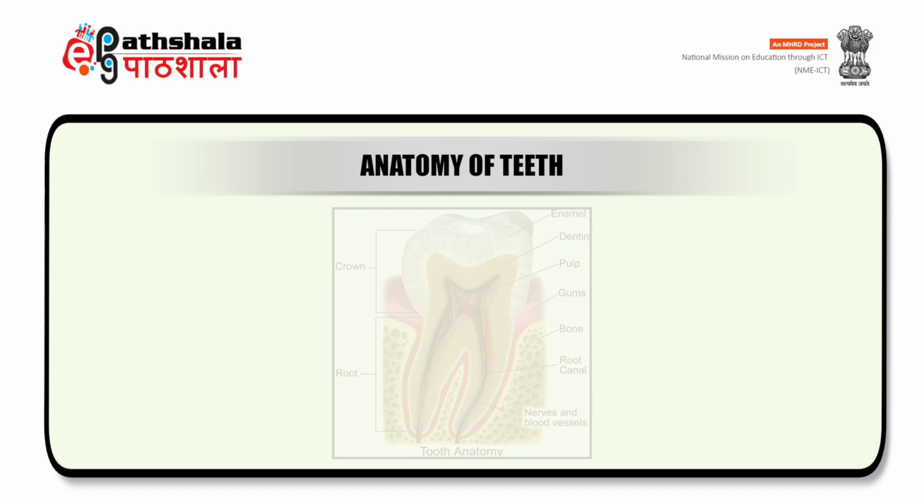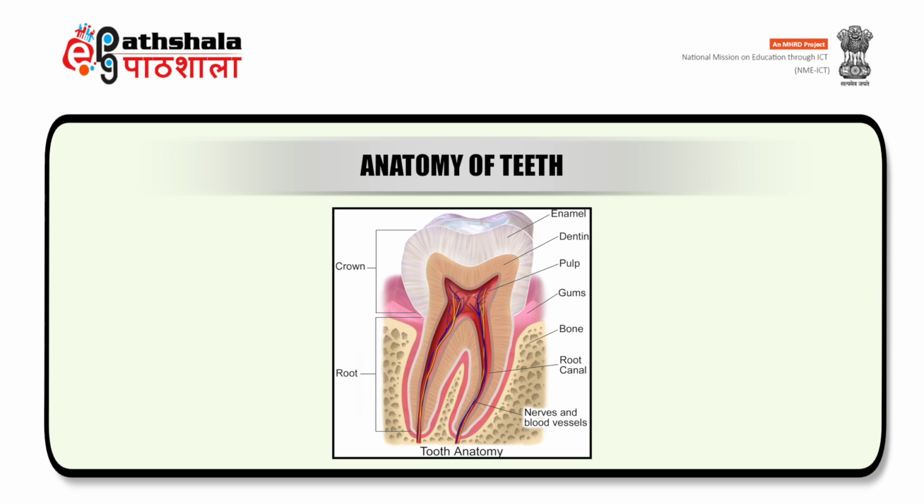We will start with the anatomy of teeth, that is different parts of the teeth as shown on the screen. The top part of the teeth is called the crown or the cap, and it is the only part we can normally see. The shape of the crown determines the tooth's function. For example, front teeth are sharp and chisel shaped for cutting, while the molars have flat surfaces for grinding.